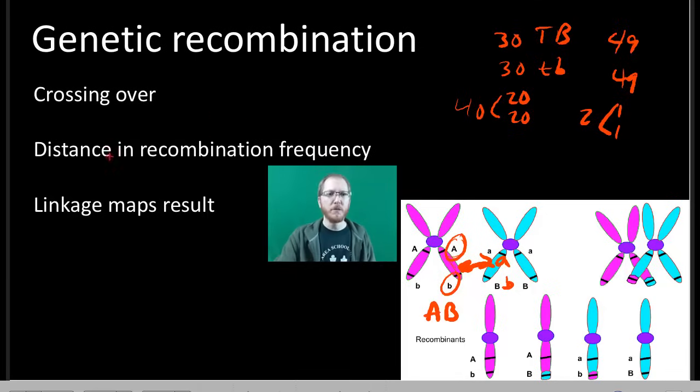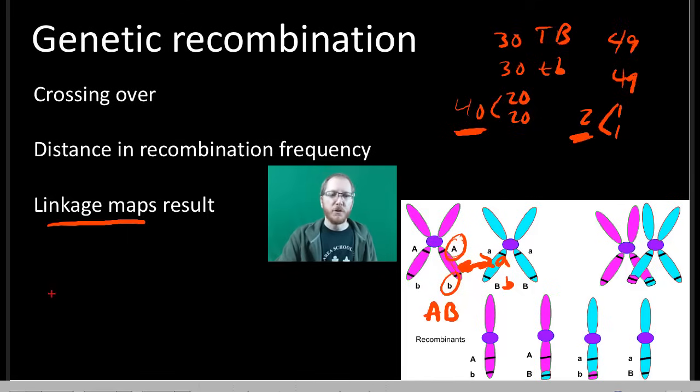We use these recombination frequencies, where we add up the two recombinants, the two oddball phenotype combinations, to make what we call linkage maps. This would be 40 map units. It's just an imaginary thing we came up with, where a map unit is equal to 1% recombination. So this other one would be 2 map units apart.